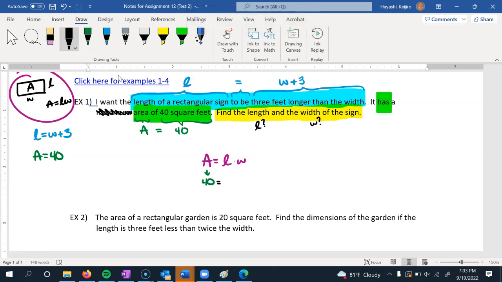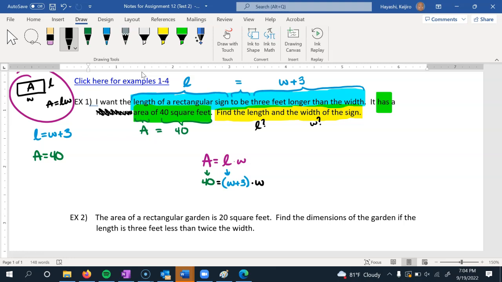Do we have an alternate way to express the length? Yeah, it's from that equation over there, L equals W plus 3. We'll write it as W plus 3. And what's left? W. Times W.